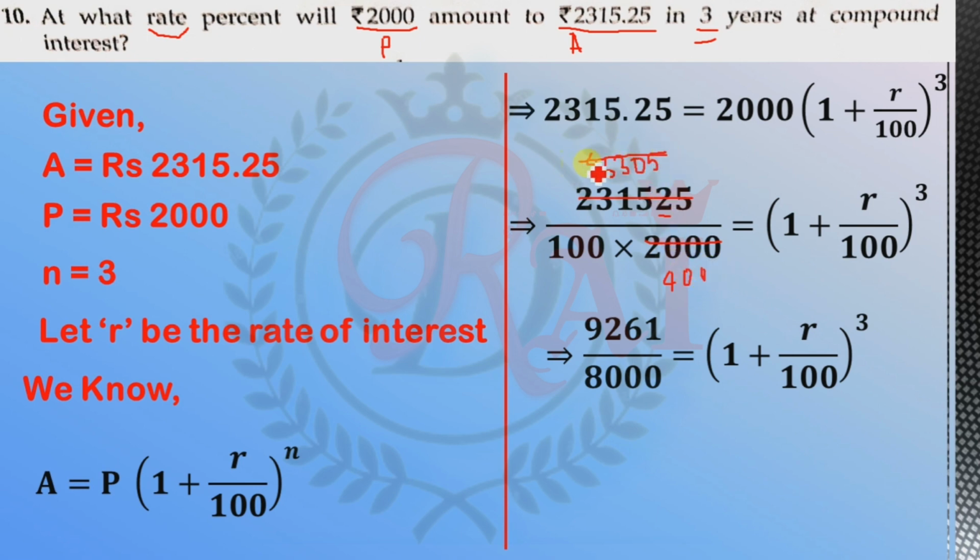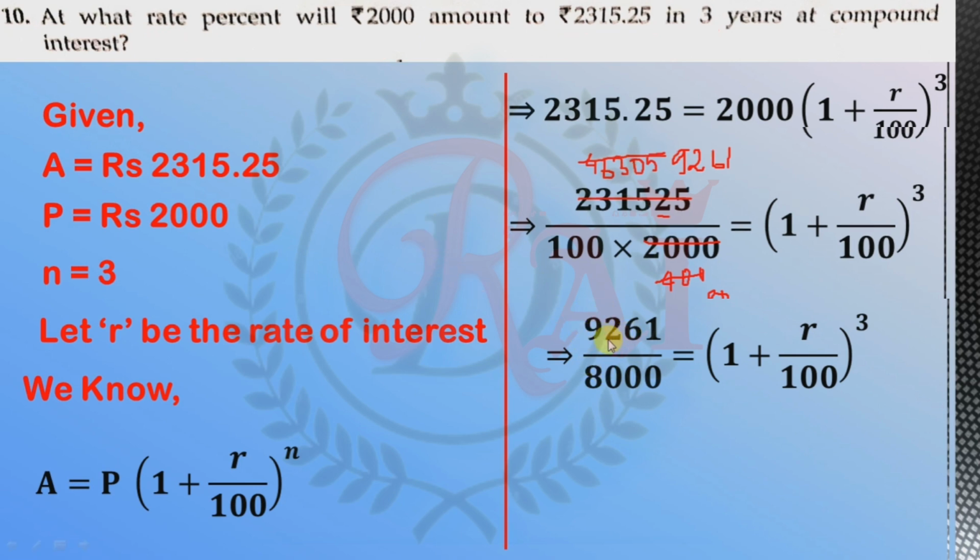Again with the 5 9 is 45, 46 13, 5 2 is 10, 30, 5 6 30, 5 1 is 5, with the 5 8 is 40, 0. So I'll get 9261 divided by 80 into 100 is 8000. After cancellation we got 9261 divided by 8000 is equal to (1 plus R divided by 100) cube.